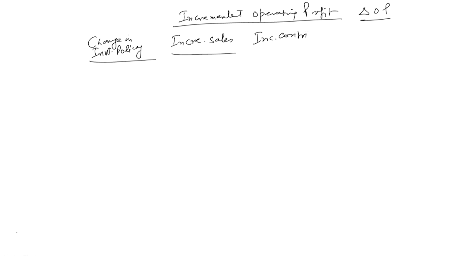incremental contribution, which I was talking to you as a gross profit. You can call it a contribution also, incremental contribution, that will be called as delta sales, change in sales. So, you can say it is a delta sales, but it will be the change in the contribution.